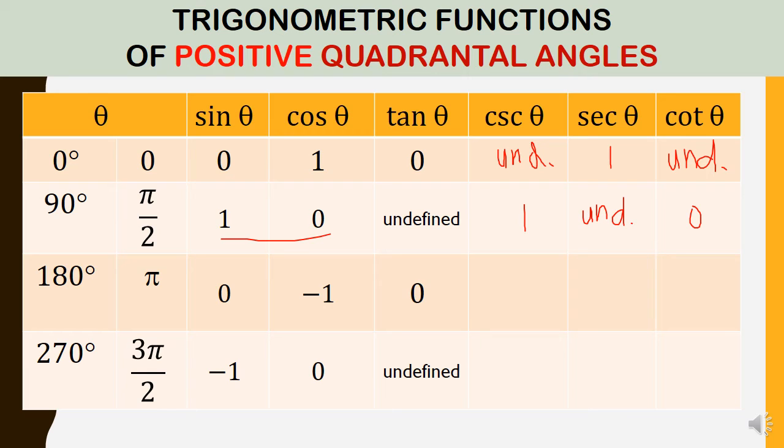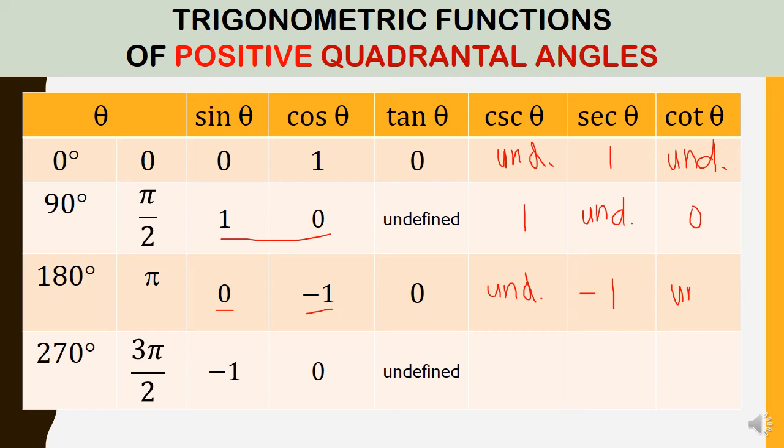Cosecant of 180 degrees will come from the reciprocal of sine value. So, that will be 1 over 0. That will be undefined. So, that is also to say that every time we have a 0 for sine theta, cosecant theta is undefined. Okay? For secant, this is the reciprocal of cosine. So, 1 over negative 1 is also negative 1. For cotangent, that's what? Cosine over sine. So, negative 1 over 0 will be undefined.